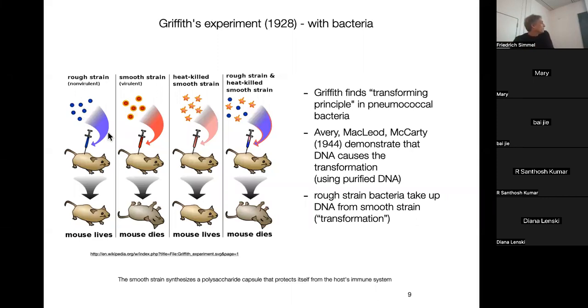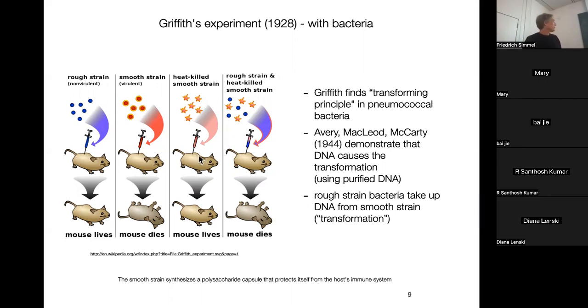Now, the main experiment here was that you can inactivate the smooth strain by just heating it up. So you kill the bacteria, and then you inject these dead bacteria into the mouse. It will survive it. It will not be infected.